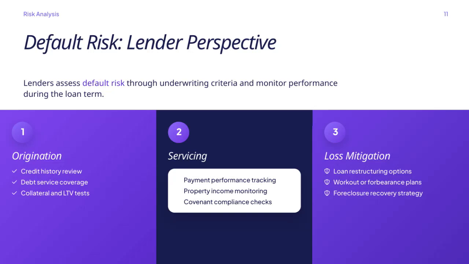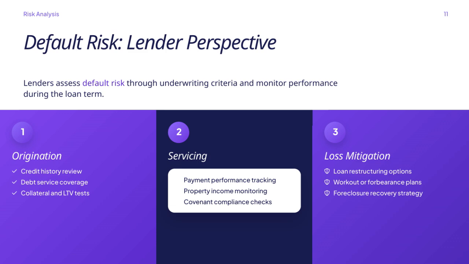When lenders evaluate default risk, they focus on several key stages. First, during origination, they carefully review the borrower's credit history, assess the debt service coverage to ensure the borrower can meet payment obligations, and evaluate collateral along with loan-to-value tests to determine the security of the loan.